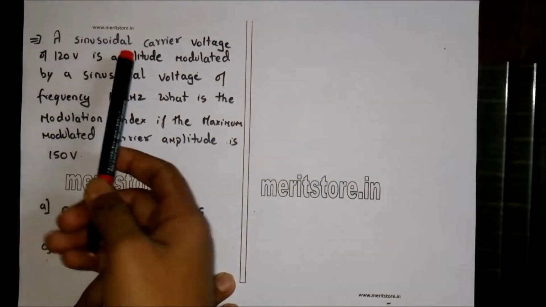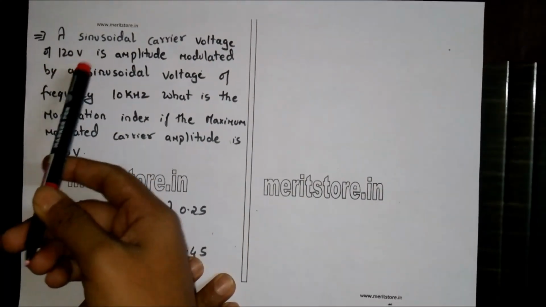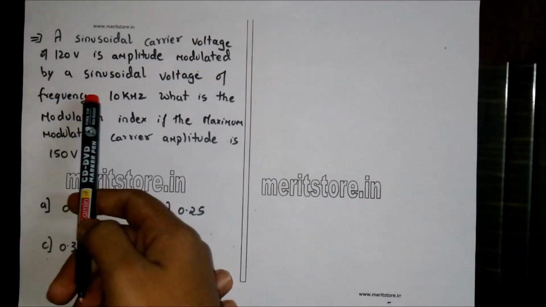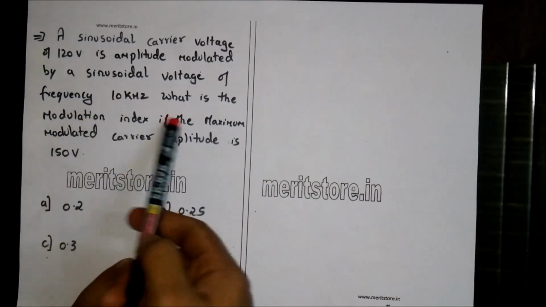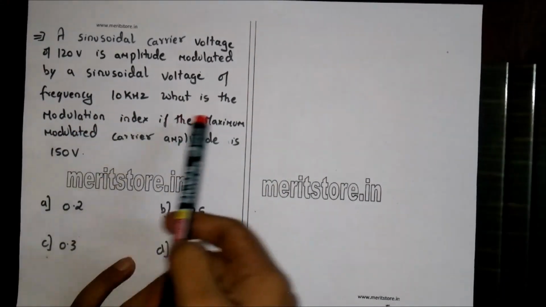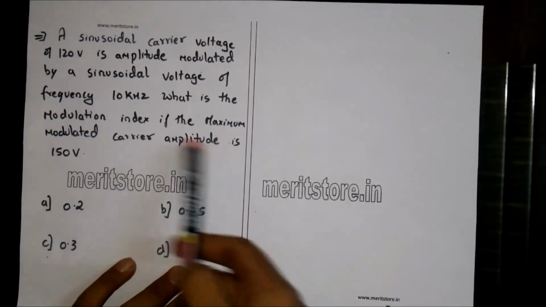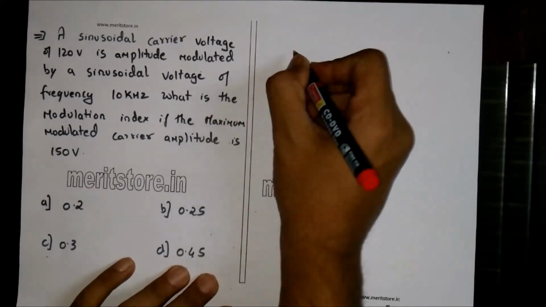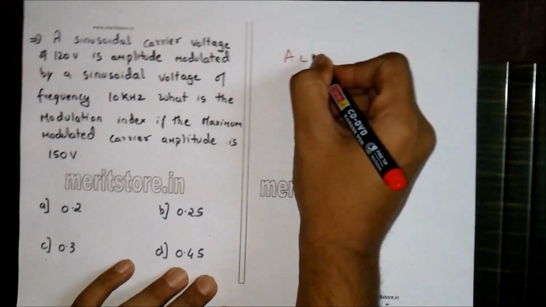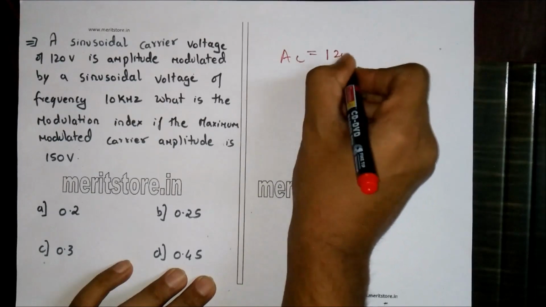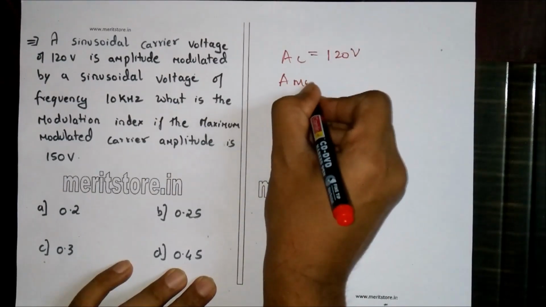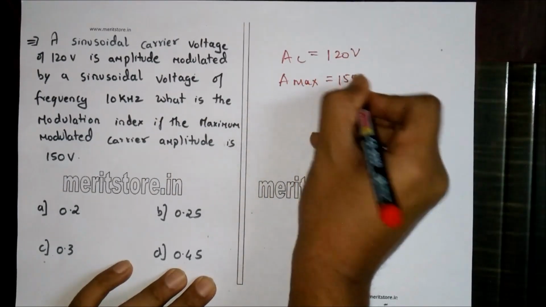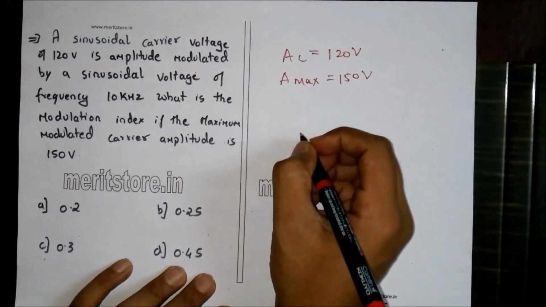A sinusoidal carrier voltage of 120 volt is amplitude modulated by a sinusoidal voltage of frequency 10 kHz. What is the modulation index if the maximum modulated carrier amplitude is 150 volts? Now here, EC, which is the amplitude of the carrier, is given as 120 volts, and A max is given as 150 volts. So we have to first find out AM.